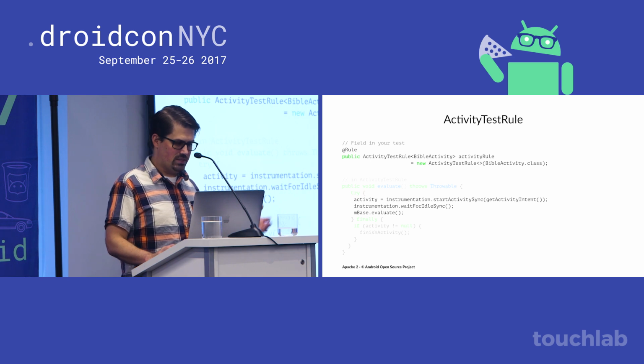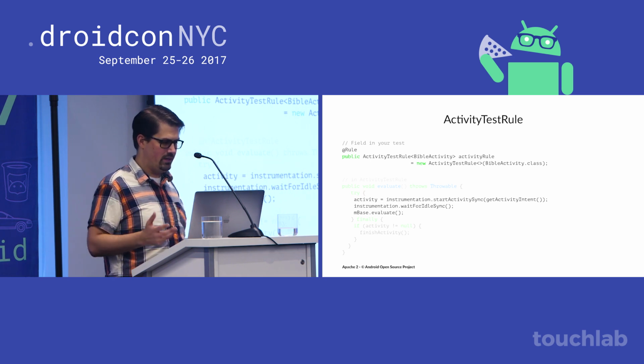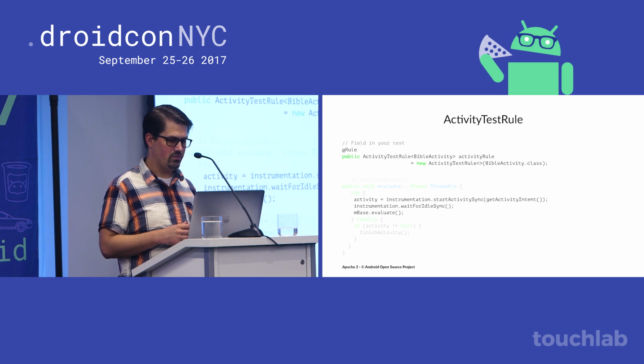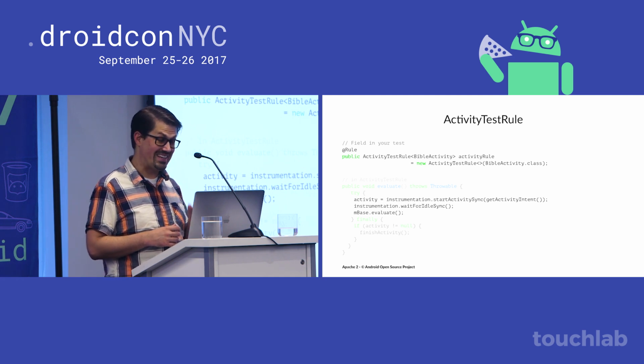So let's say we wrap our Bible activity in an activity test rule, and we say we want to launch that activity. So what is that doing internally? Well, inside of activity test rule, which is a class provided by the rules dependency from the Android test support library, it calls instrumentation.startActivitySync.